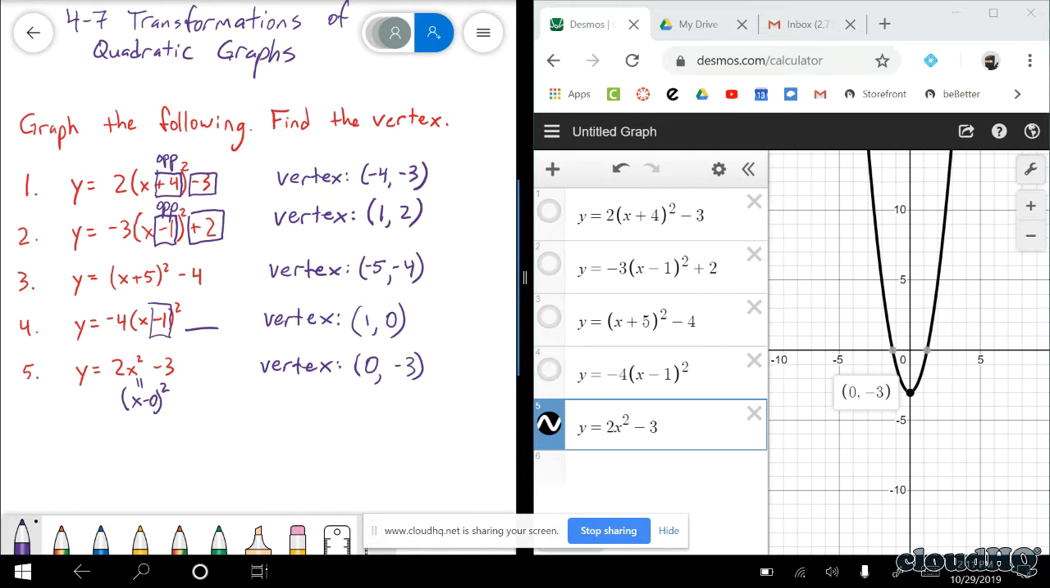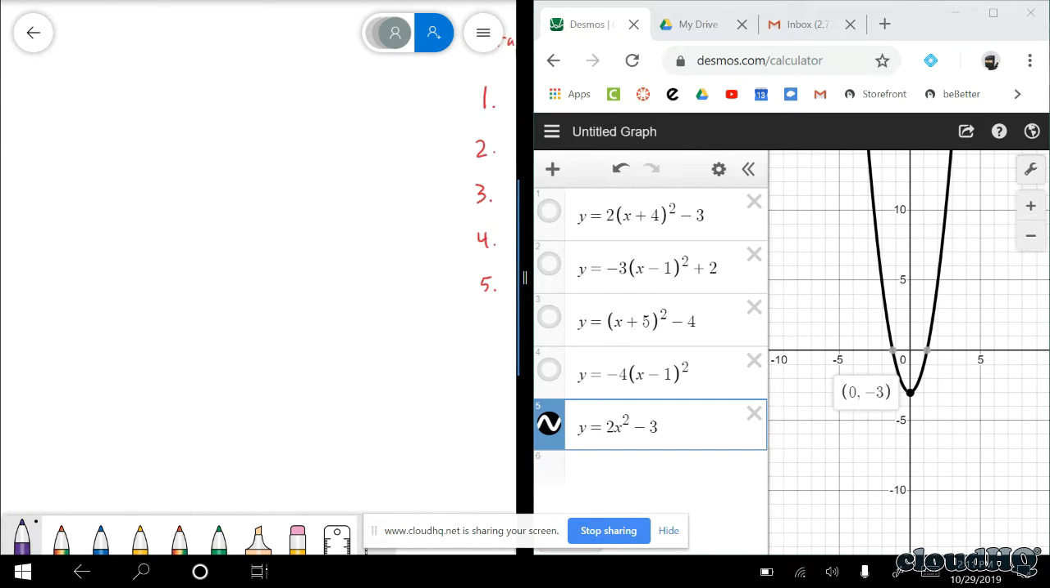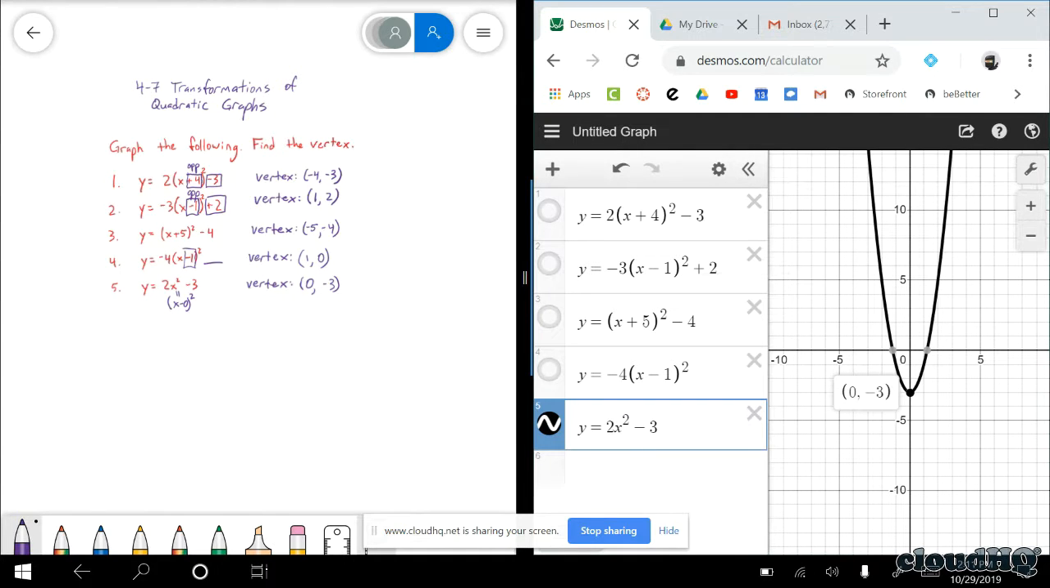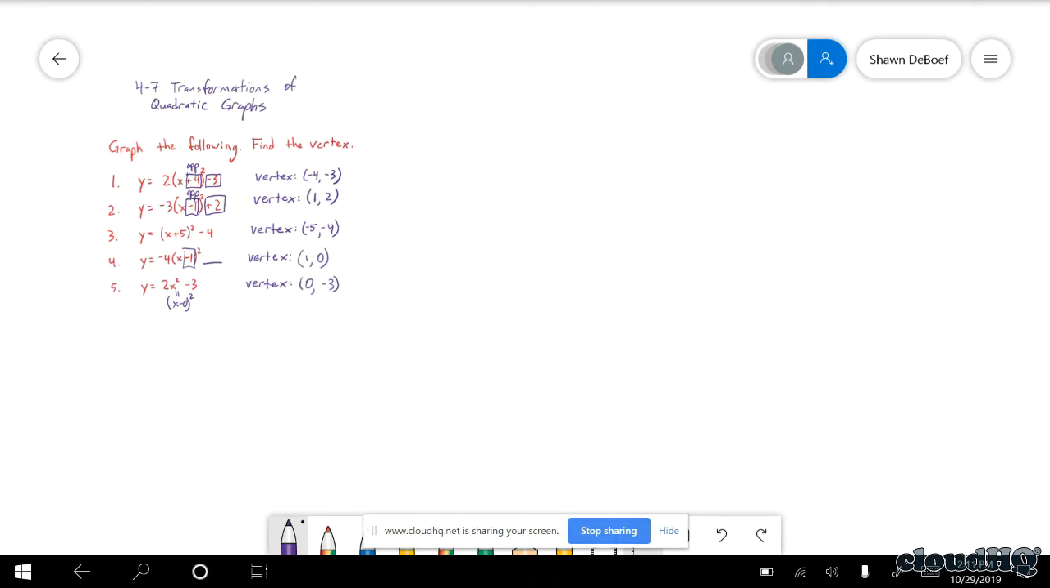Now, this is not the first time we've seen something along these lines. Oops. I'm going to try to get rid of split screen. I'm not exactly sure. There we go.